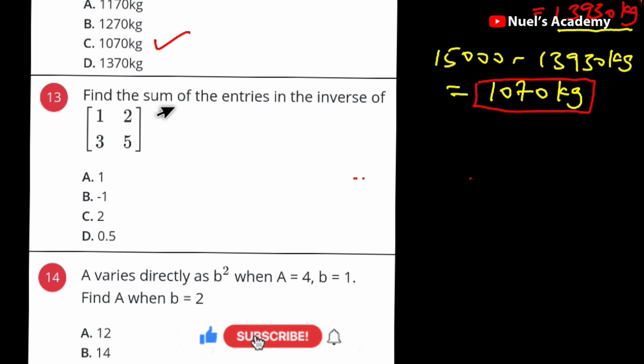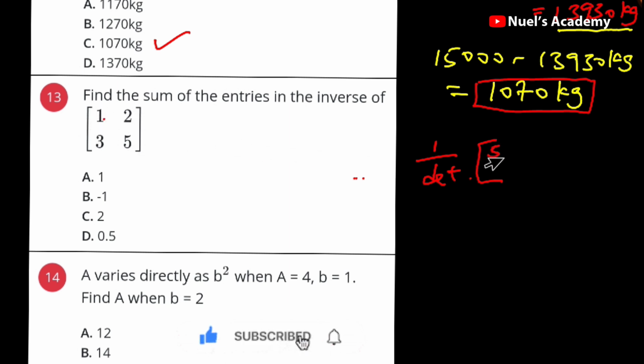Question number 13. Find the sum of the entries in the inverse of this matrix. Now this is a 2 by 2 matrix, and its inverse is given as 1 over the determinant multiplied by the following. We are going to switch the positions of this 1 and 5. So here we have 5 rather, and then here we have 1, and then we add negative signs to that 2 and 3. Alright.